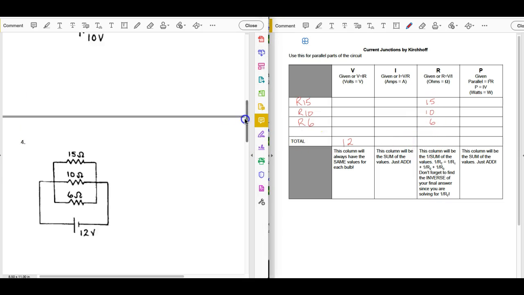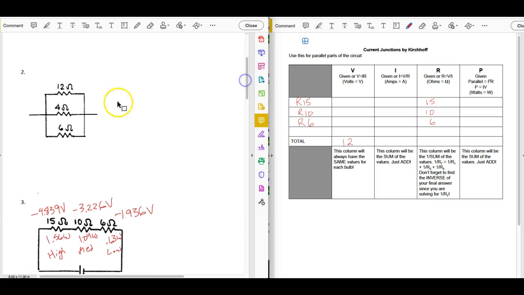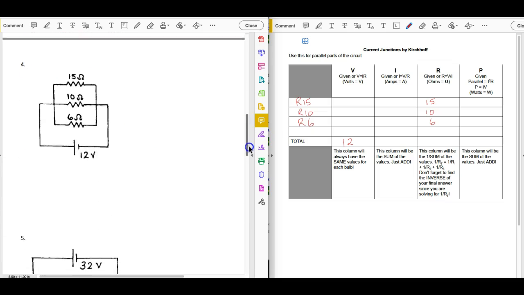If you remember earlier, we went through and we had 12, 4, and 6. Now we have 15, 10, and 6. The voltage in each one of these is going to be the same. So we can go ahead and write in the voltage for each one. So these are all 12. The resistances in this one, we can't just do the sum. Remember, we have to do 1 over the total resistance, or 1 over the resistance in parallel is equal to 1 over the first one plus 1 over the second plus 1 over the third.